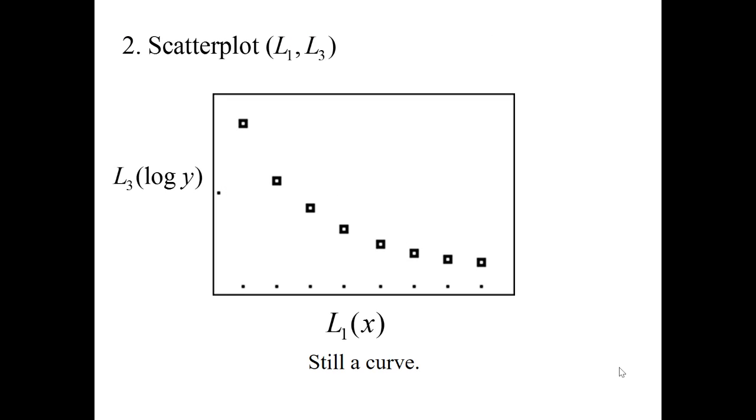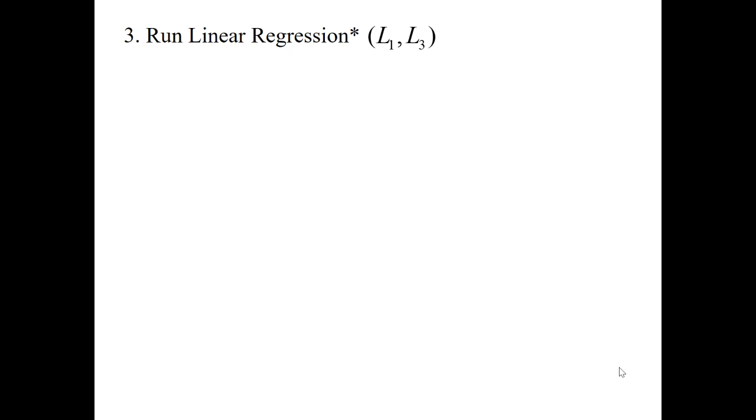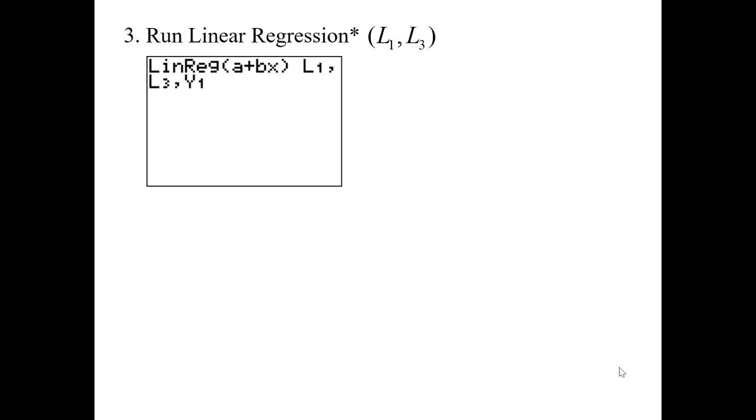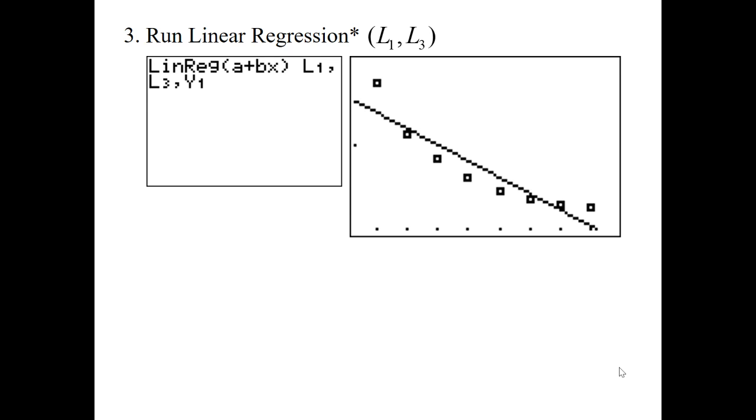Now I scatter plot L1 and L3. If I look at this, I'm now plotting x against log y. Still kind of a curve. If I run linear regression on it, this is the line I end up with. This is the equation of the line I've ended up with.